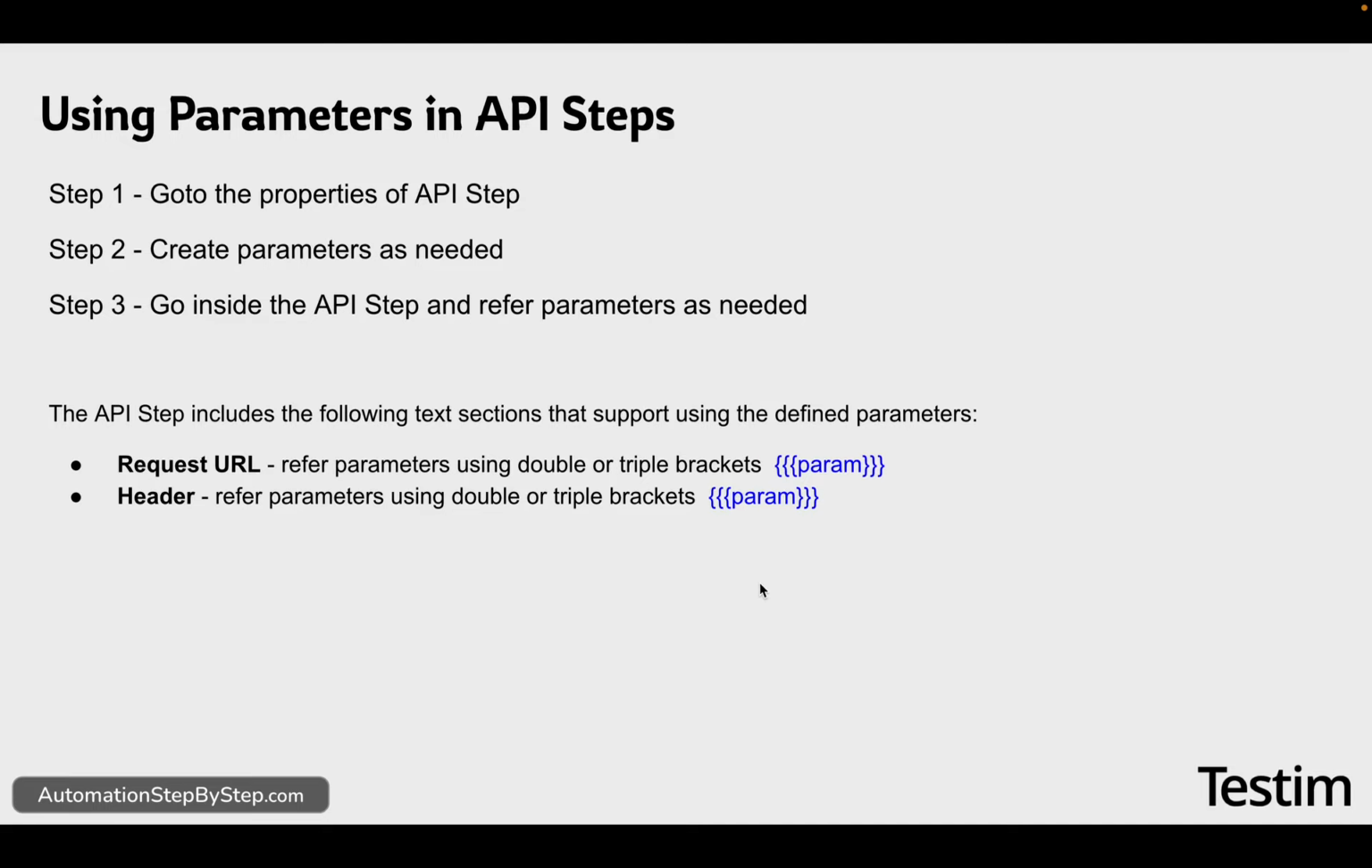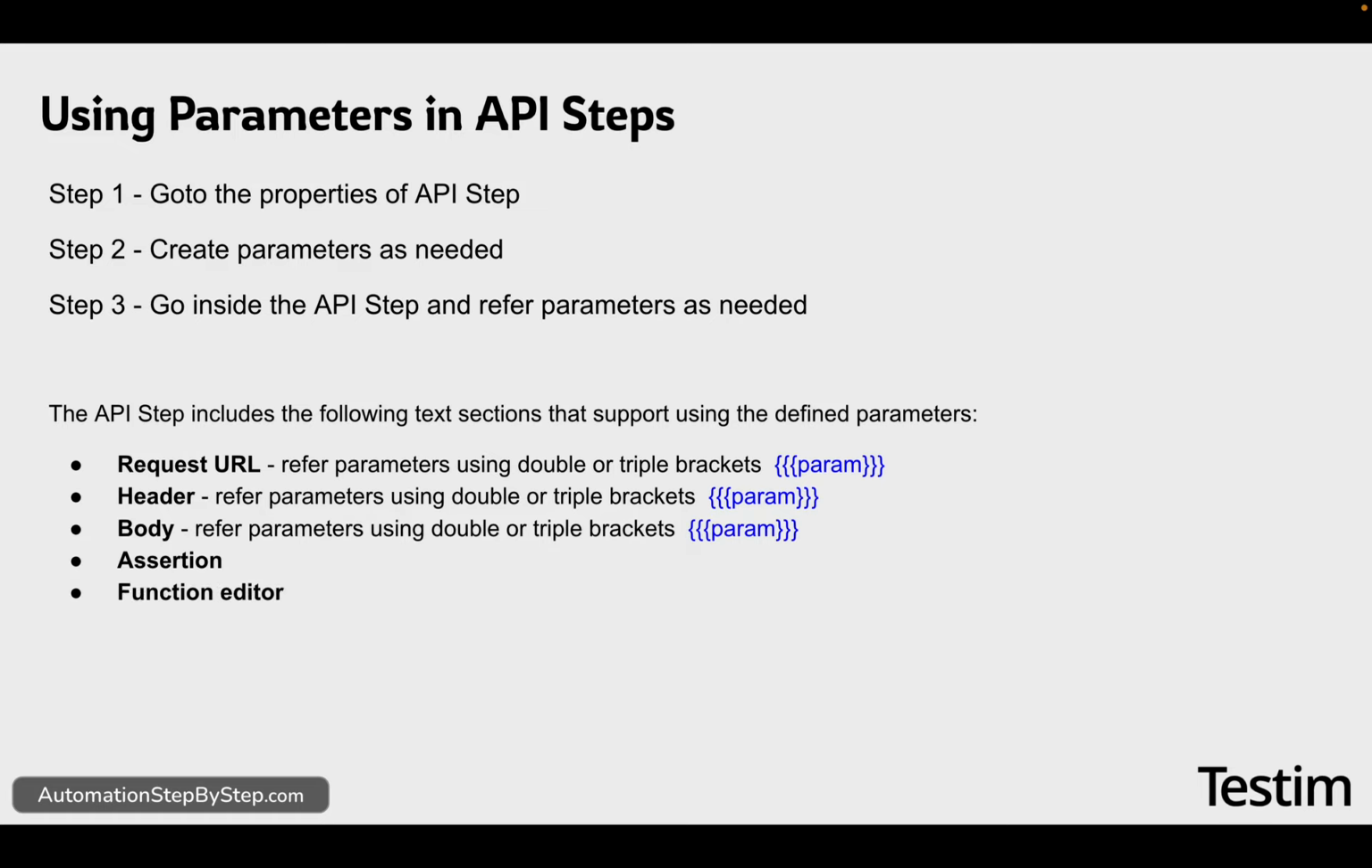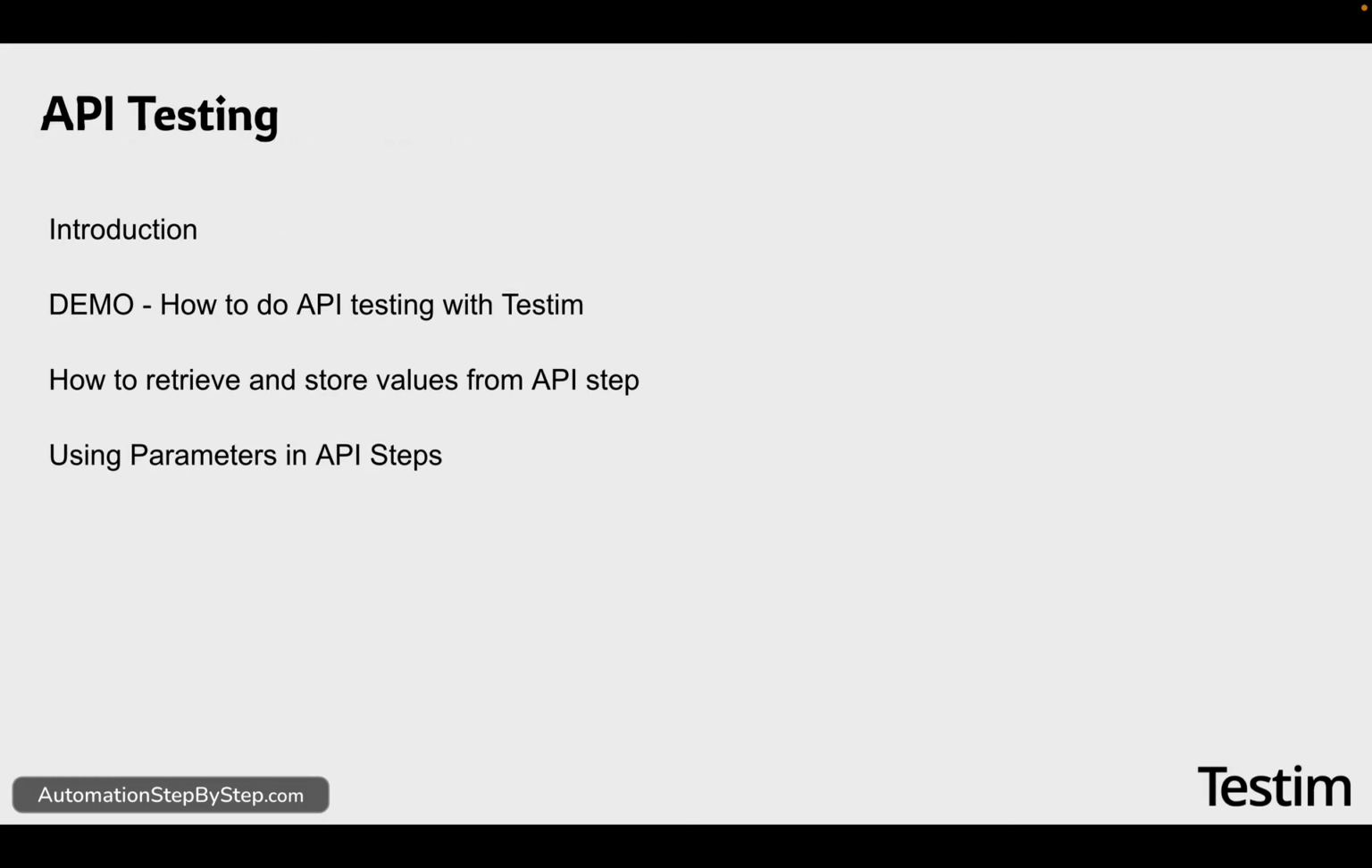If you are referring a parameter in the header, again we can use double or triple brackets and give the parameter name. In the body we have already seen we can use double or triple brackets, and if we have to use it in an assertion we can directly give the parameter name, and we have seen this. Also if you refer any parameter in the function editor, we can directly use the parameter name, and we have already checked this. So this is how we can use parameters, and this is how we can do API testing and add API steps for validation or data retrieval in Testim.